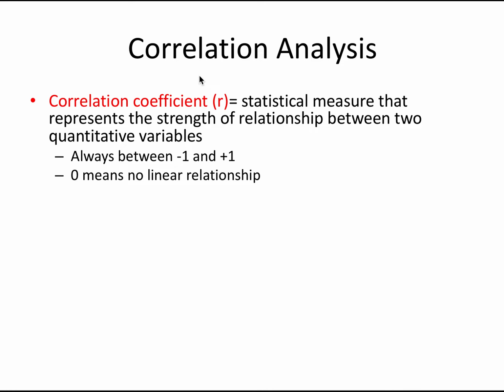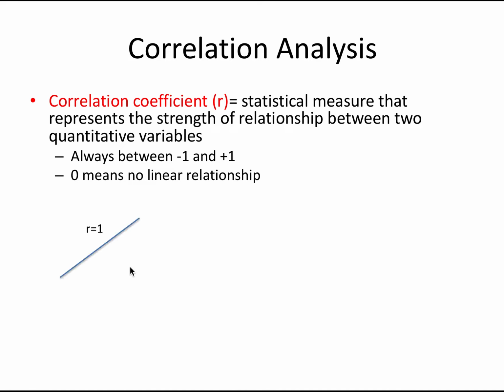All right, next let's talk about correlation analysis. So correlation, the correlation coefficient, or R, is a statistical measure that represents the strength of the relationship between two quantitative variables. And we'll talk more about quantitative versus qualitative a bit later. So this R value is always between -1 and +1. You can't have anything like +2, or positive anything above 1, or anything below -1.